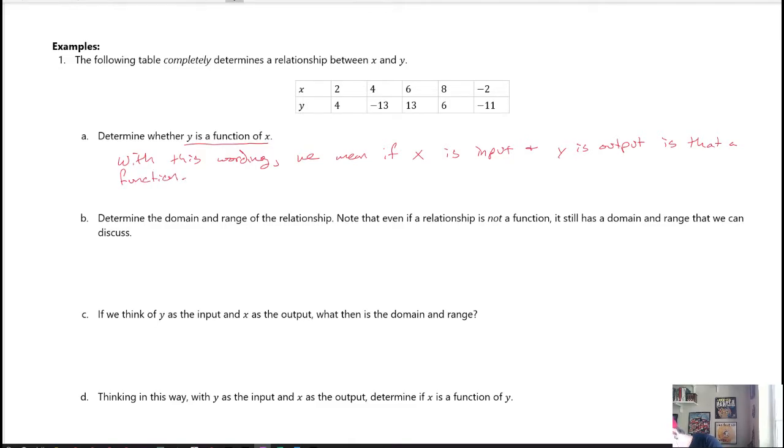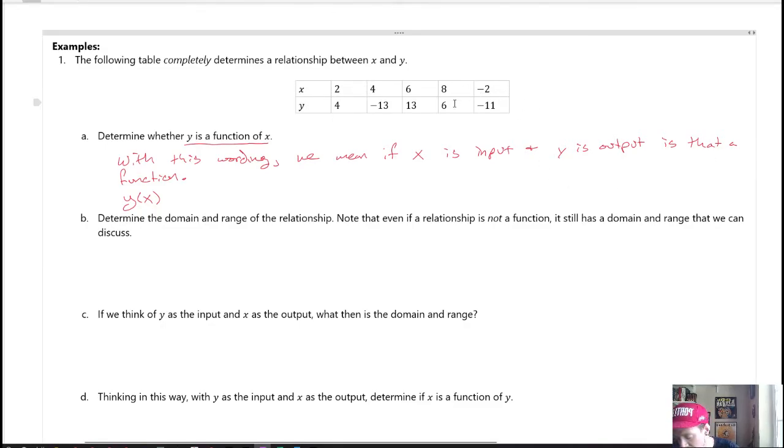And the reason we use this wording is really due to the notation y of x, right? Is y a function of x? If I write y of x, where I'm thinking of x as the inputs and y as the outputs, does that constitute a function? So for the inputs 2, 4, 6, 8, and -2, we see that if x is the inputs, then 2 only outputs 4, 4 only outputs -13, 6 only outputs 13, 8 only outputs 6, and -2 only outputs -11.